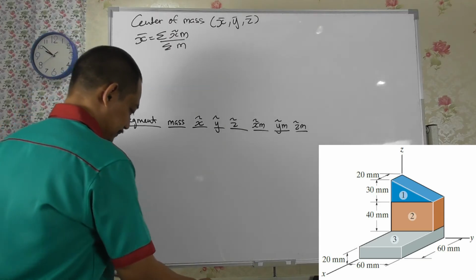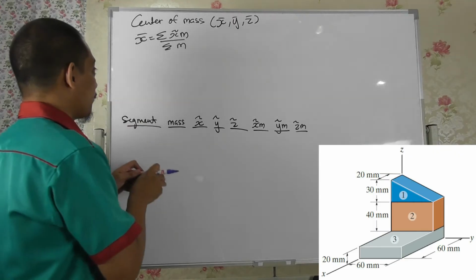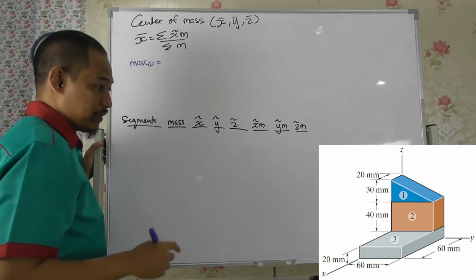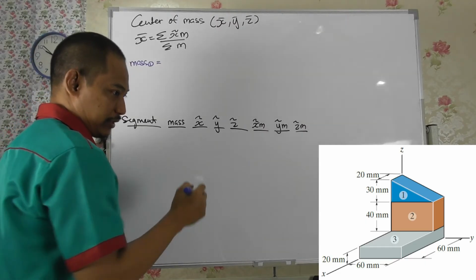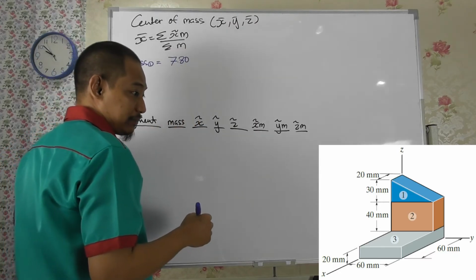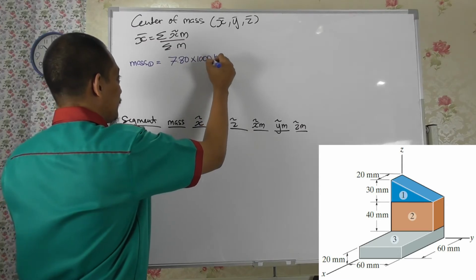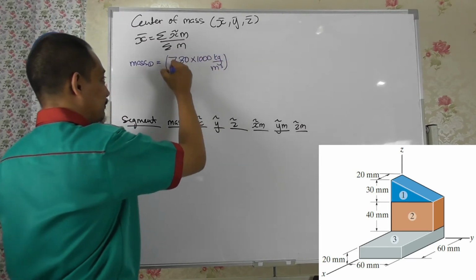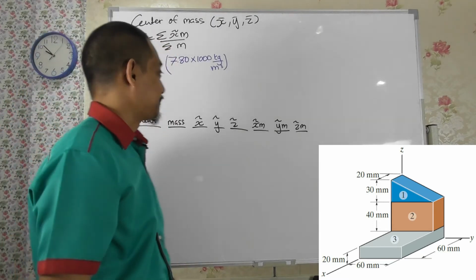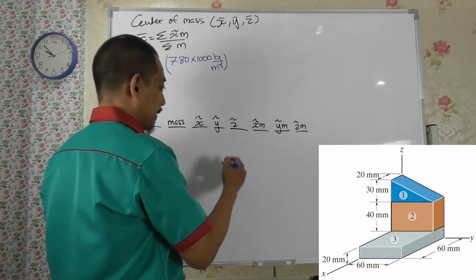To calculate the mass, we will use the density again. For shape number one, the density is 7.80 megagram per meter cube. I'll convert it to kilogram per meter cube here as in the previous question, so I multiply by 1000 because mega is 1000 kilo. And then multiply by the dimensions.